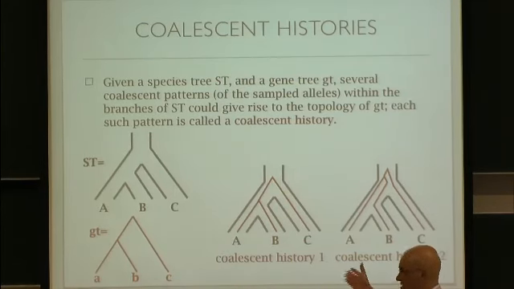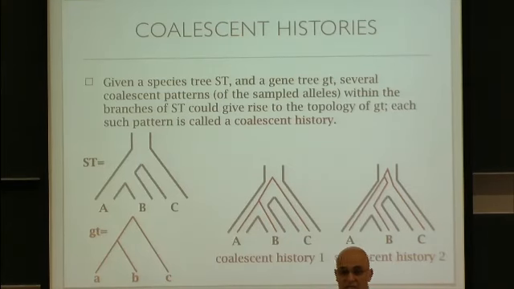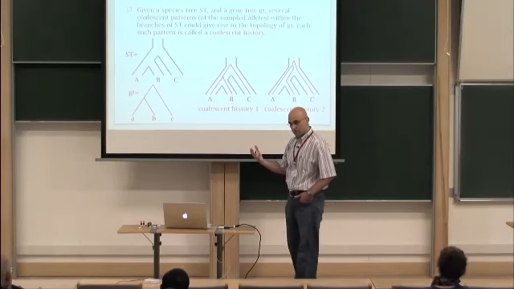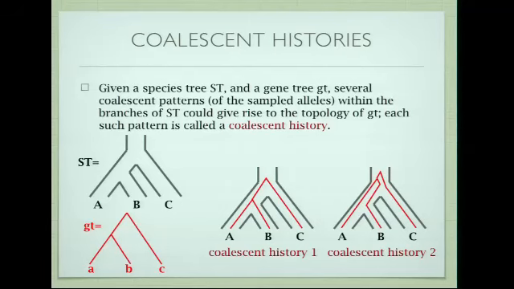Now, this is a very simple case. You can easily come up with examples of a gene tree and species tree on 20 taxa where the number of possible coalescent histories is in the millions and tens of millions. Okay? So this number grows very, very fast. Okay? So this is the notion of coalescent histories, that if you are given a gene tree, you can put a sequence of coalescent events within the branches of the species tree so that you give rise to or explain such a gene tree.